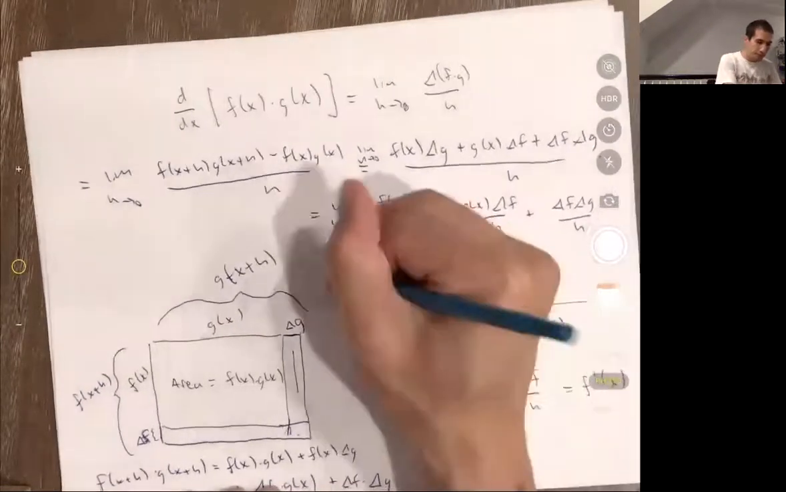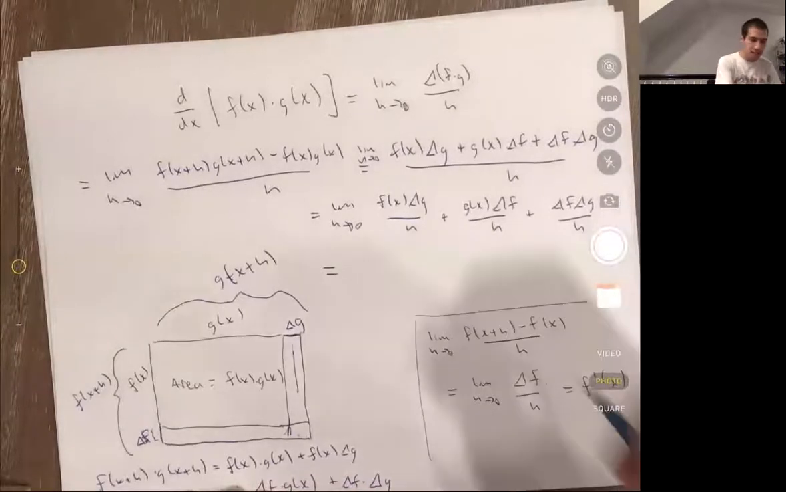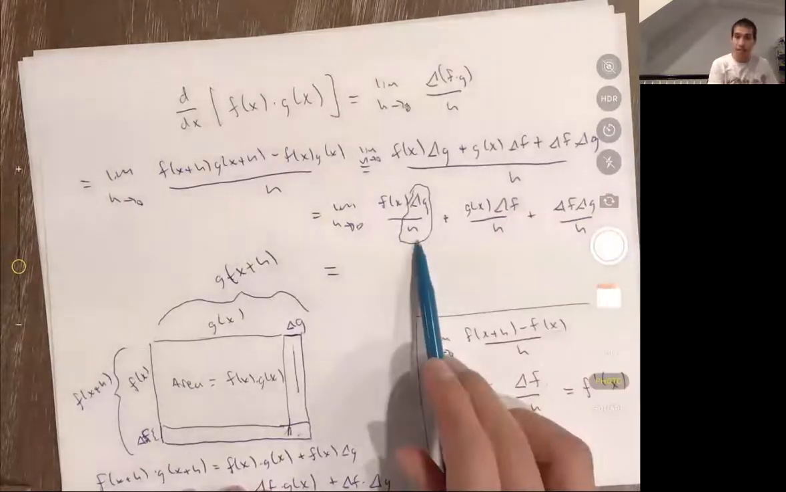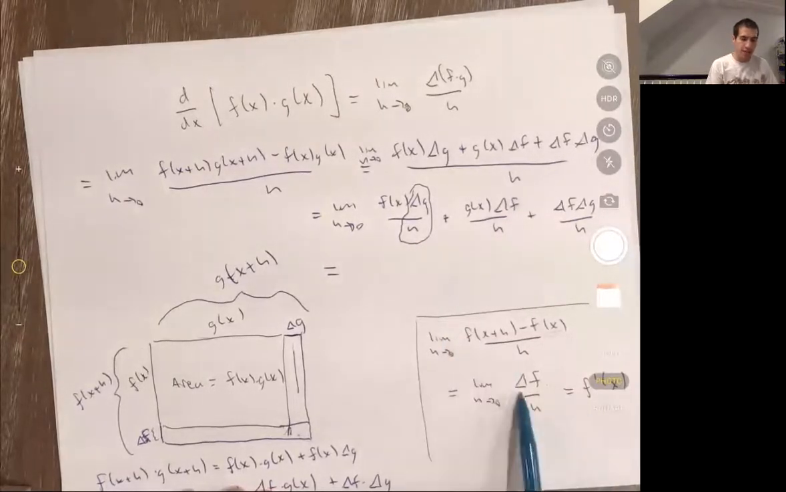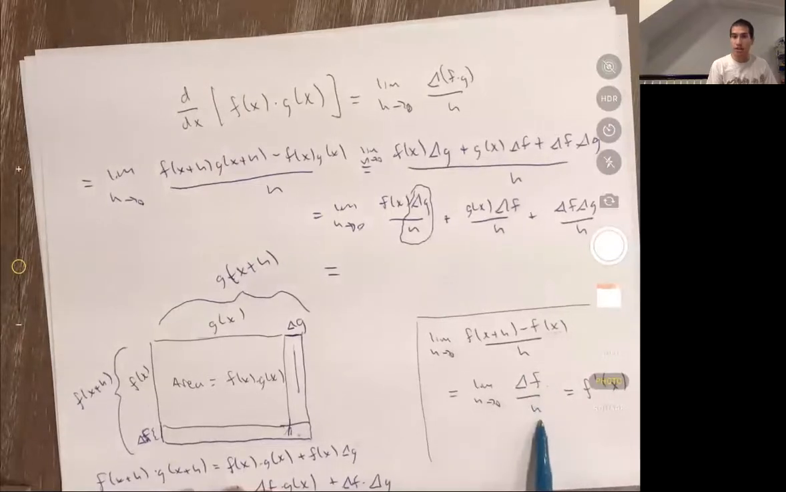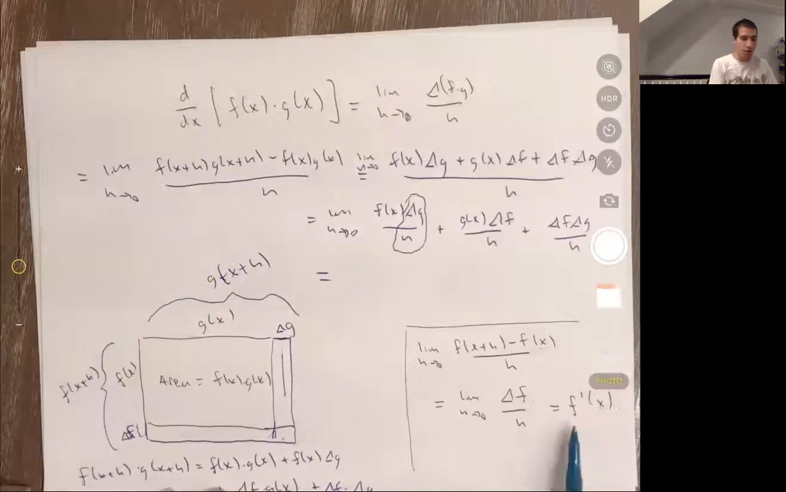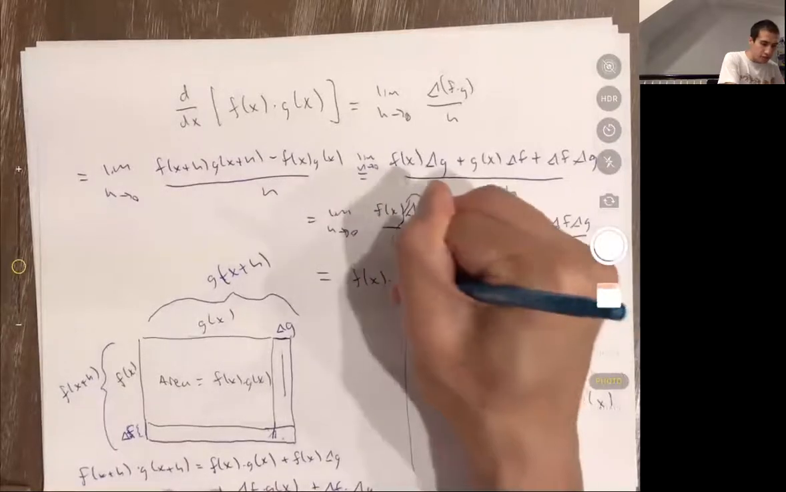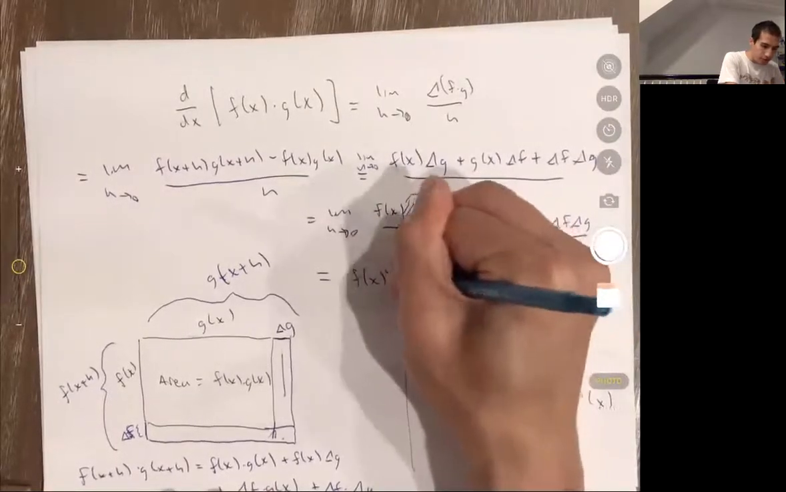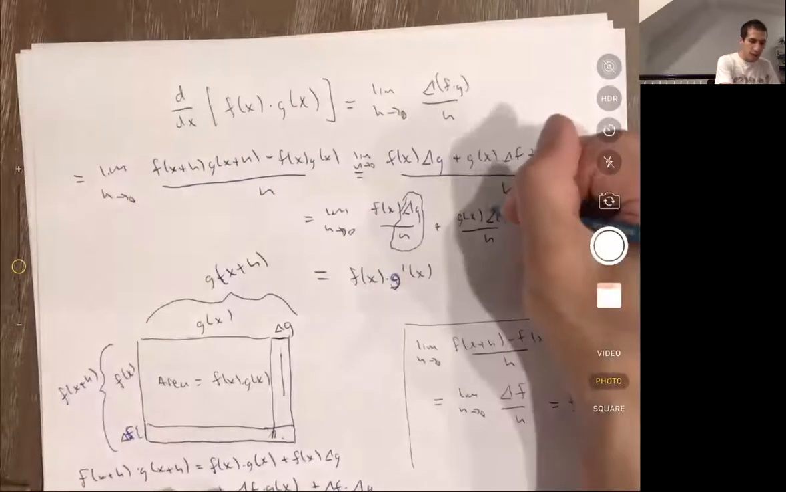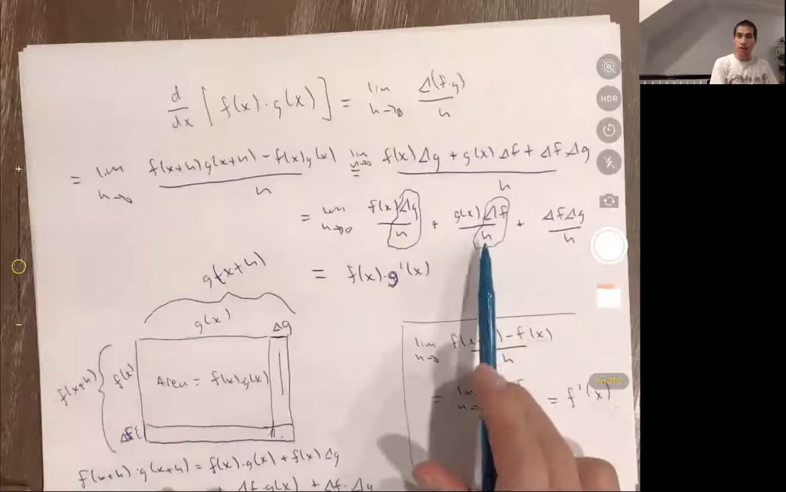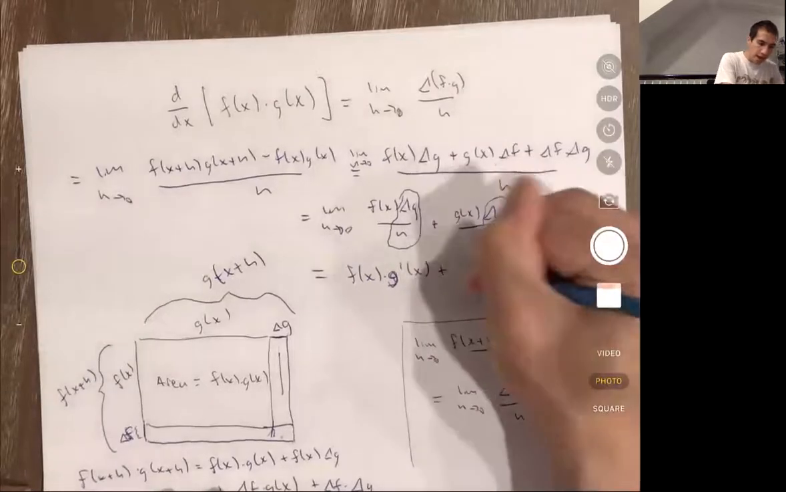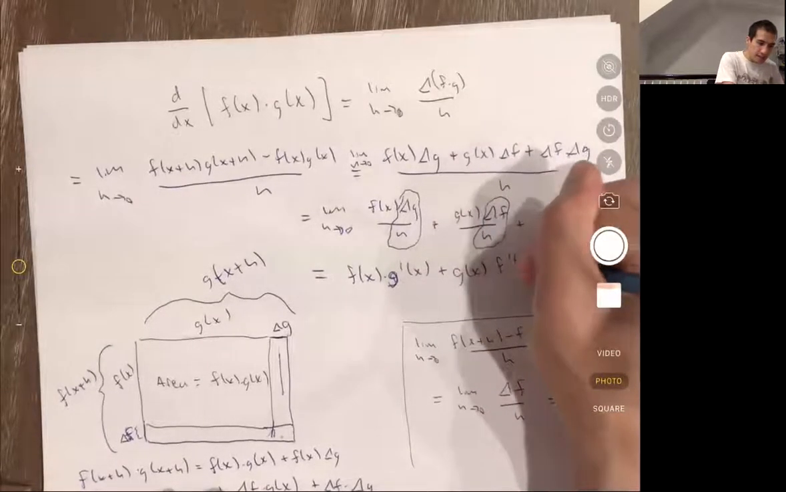Okay, and now we're in good shape because the limit as h goes to 0 of this term, this is the derivative of g, right? If I take the change in the function over h and take the limit as h goes to 0, what I get is the derivative. So this term that I've circled is the derivative of g. So this becomes f of x times g prime of x. The same thing, this term that I'm circling now, as h goes to 0, is exactly the derivative of f. So this becomes plus g of x times f prime of x.